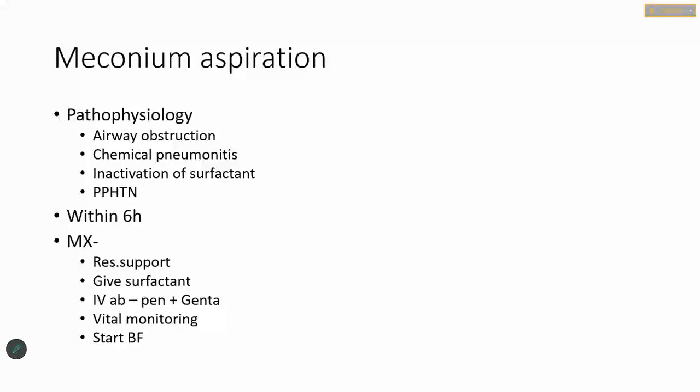And if the meconium goes into the respiratory system, on the other hand, it inactivates the surfactant. Surfactant is needed to keep the alveoli open. So meconium inactivates the surfactant, and there will be a lung collapse. It can also cause persistent pulmonary hypertension in the newborn. These are the pathologies that cause this respiratory distress. Usually it occurs soon after birth. If there is meconium aspiration, the child will present with respiratory distress soon after birth.